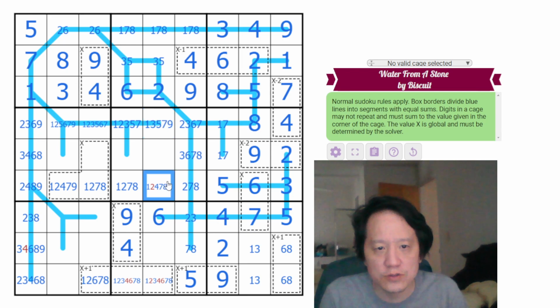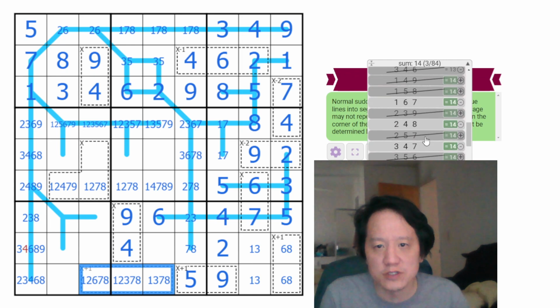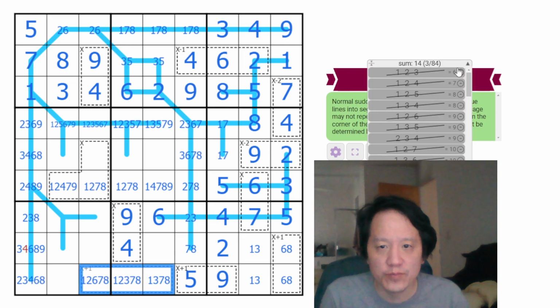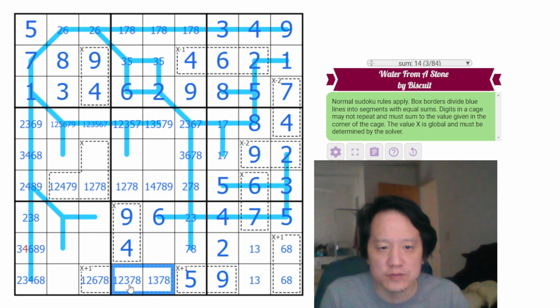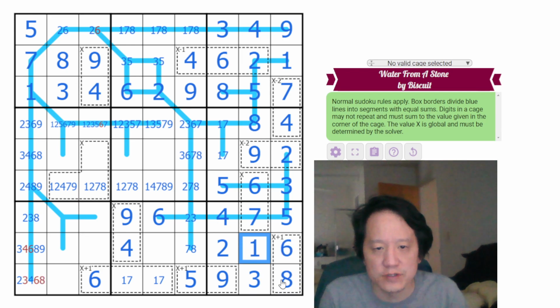So there's no 2 here, no 2 here, no 2 here, no 4 or 6, no 4 or 6. So this cannot have a 4, which means it cannot be 2, 4, 8. It cannot be 3, 4, 7. This has to be 1, 6, 7. Therefore, we know this is 1, 7. This is 1, 7, and this is 6. So this is 8, this is 6, this is 3, this is 1.